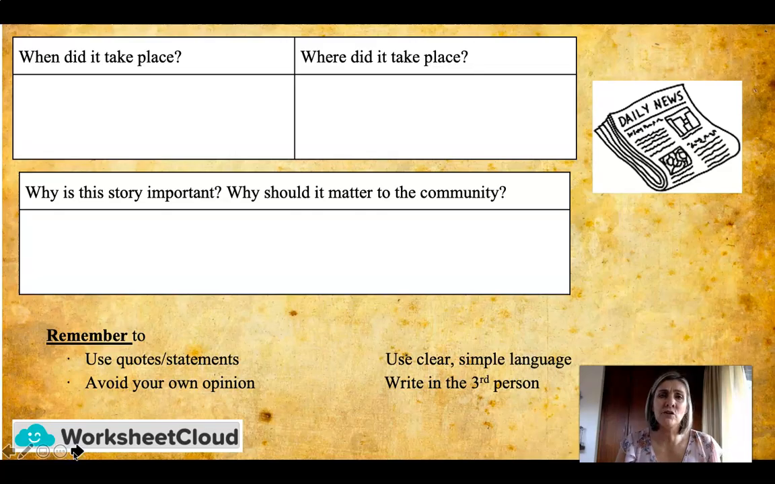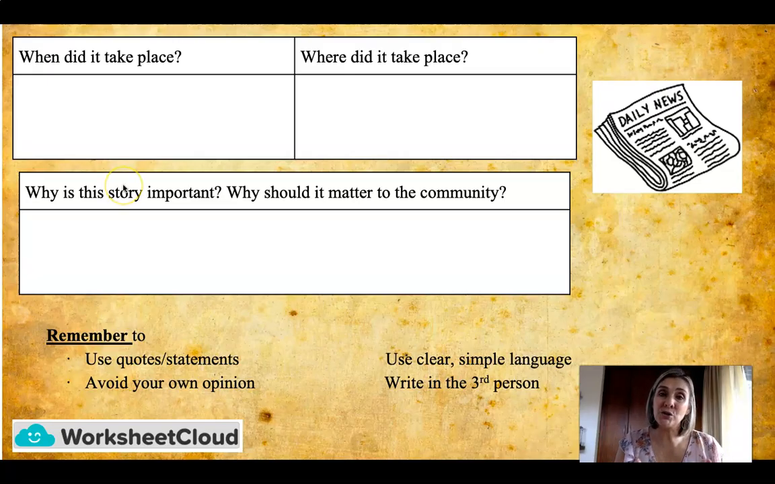You would also then write when did it take place, the date, where did it take place, give us a position, and then this is just important for you because as you're writing, think about your article. Why is your story important? Why should it matter to our community? So make sure that your article's got a reason for why people would want to read it. And then always remember to use quotes or statements. So you can interview, if you're specifically doing one, say about the coronavirus, you could interview your mom, you could phone your grandparents, you could phone a friend and add those into your newspaper article.